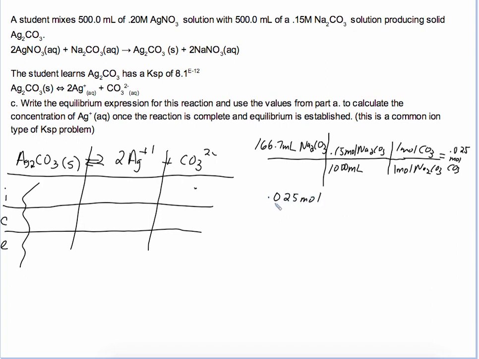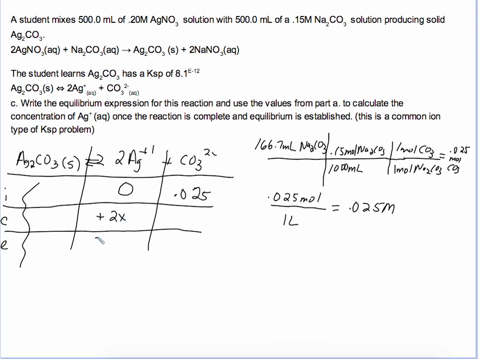But we have to find the molarity of it. So we're going to take that 0.025 moles of our carbonate and divide that by the volume. They're mixing 500 milliliters and 500 milliliters together, so that's going to make 1,000 milliliters of solution, which would be 1 liter. So that ends up giving you a molarity of 0.025 molar. So that right here is what you're going to start with. Now the silver, that's not a common ion, so we're going to start with 0 there.